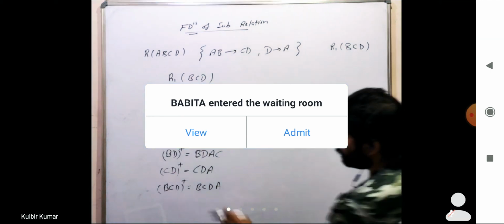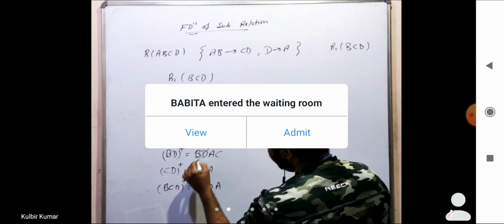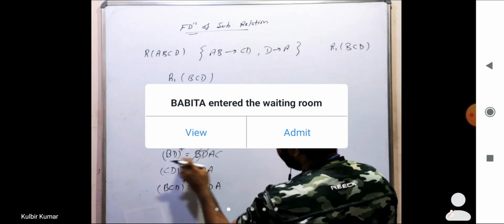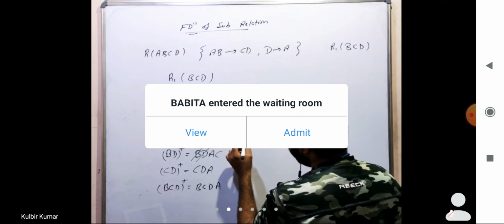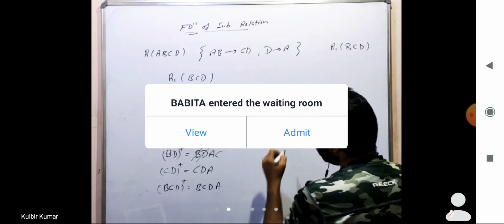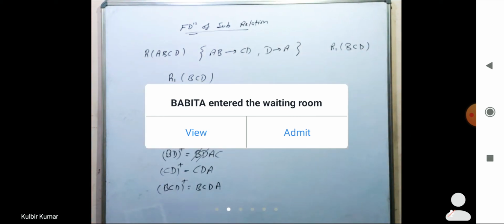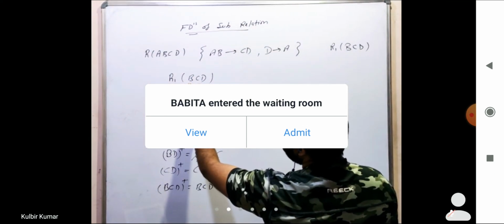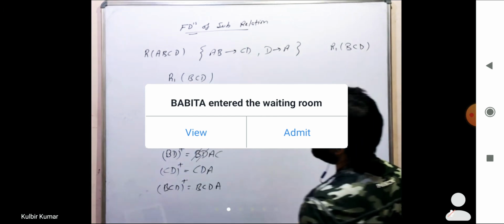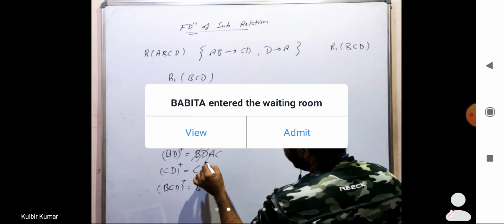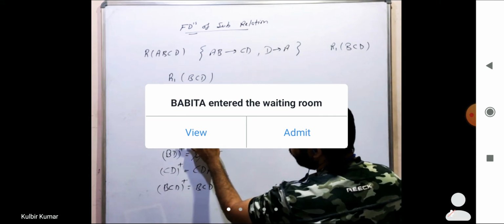What about next? BD closure. BD closure means B and D are trivial. After BD, we can derive A and C. So BD can derive A, C. Okay. But one thing, tell me, in this relation, is A there in the relation or not? So A is not in the relation. So I cannot take this one also. Here the same thing will happen.